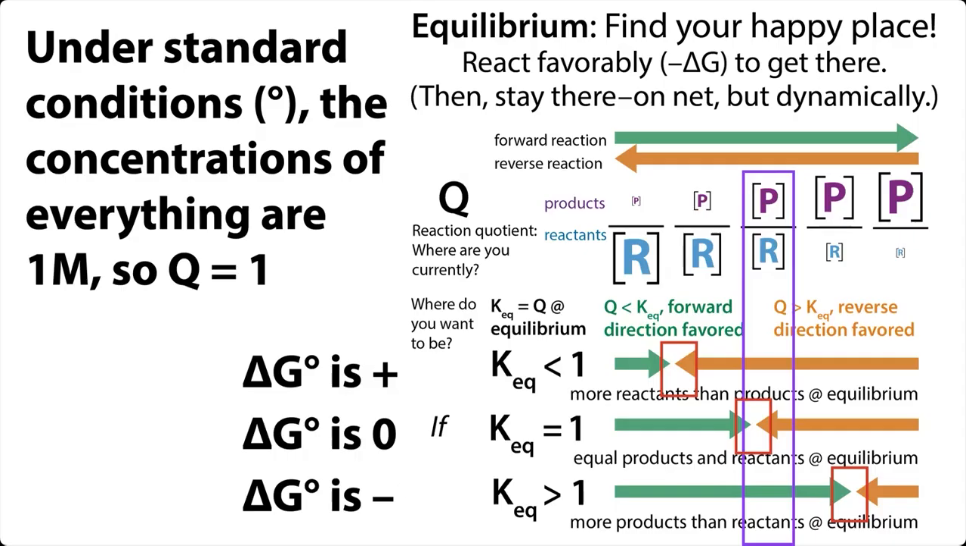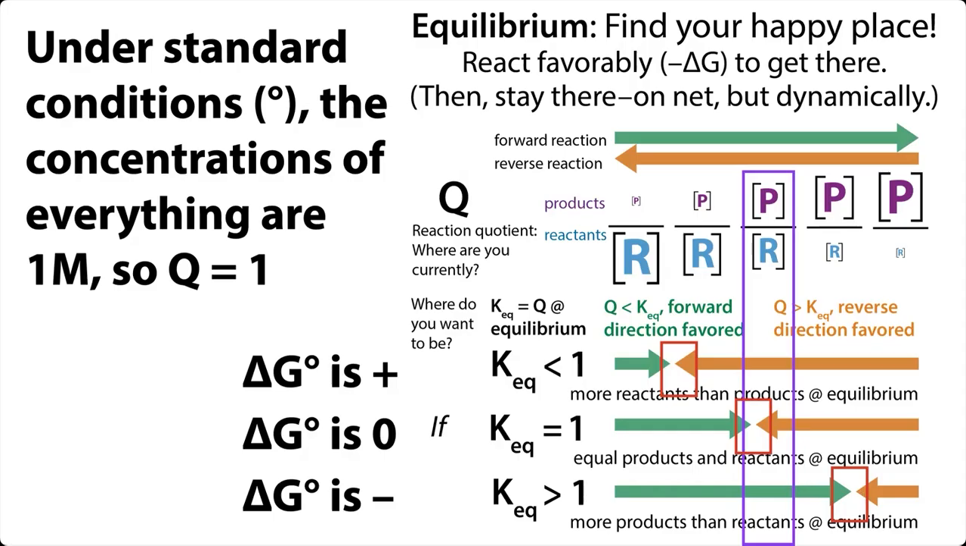So let's think, if we have a really favorable reaction. We've got a KEQ greater than 1, meaning that we have more products than reactants at equilibrium. Our delta G naught is going to be negative because we would release energy to go from our standard state to equilibrium. So if we had equal concentrations of things, we would be going to the right, making more products.